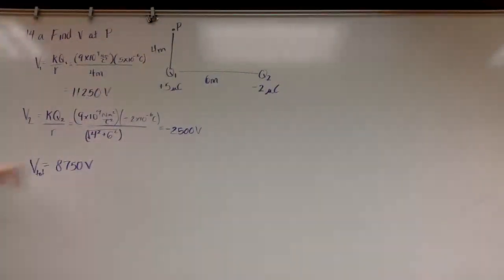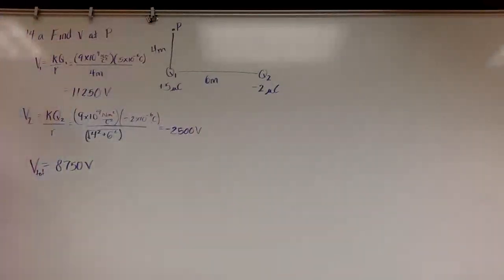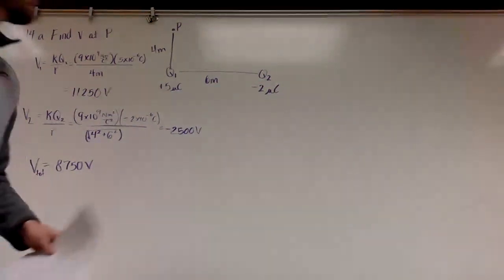And when I plug that in, I get negative 2,500 volts. Up here, I get 11,250. When I add them together, I get a total voltage of 8,750 volts.